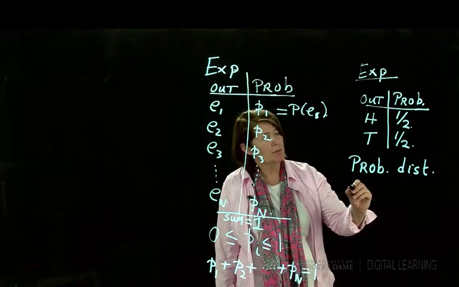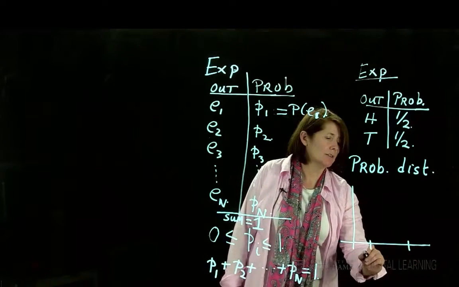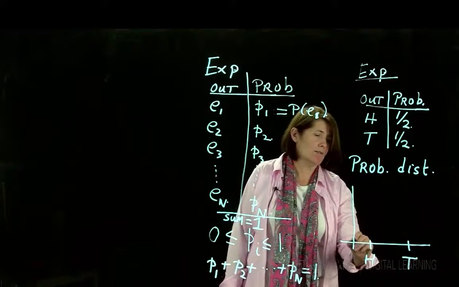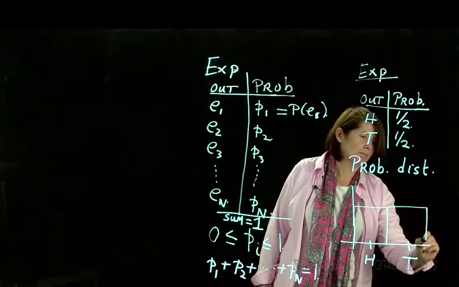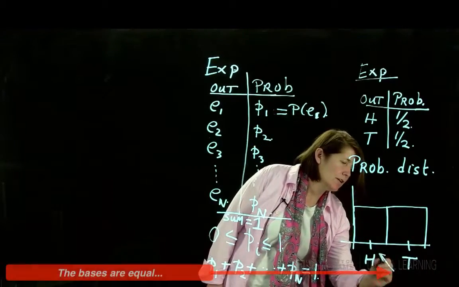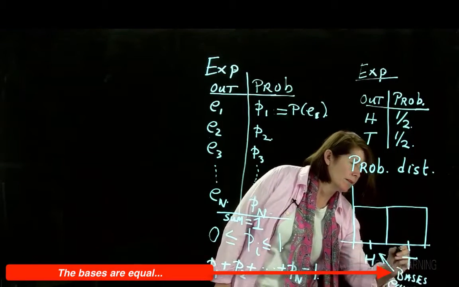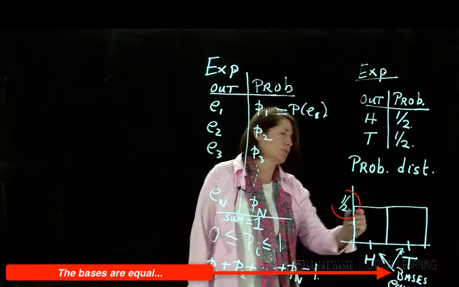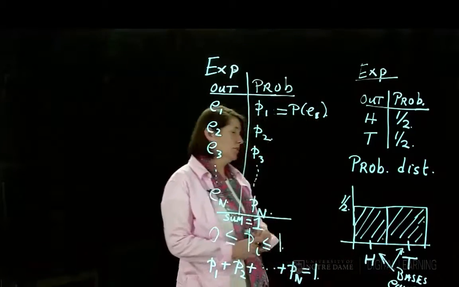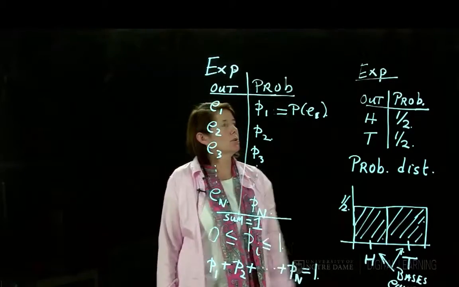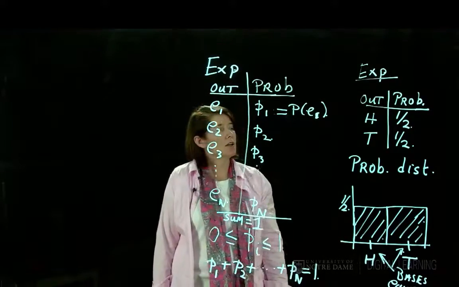I can also represent this probability distribution graphically. For each outcome, I draw a rectangle above the outcome, and I keep the bases of the rectangle of equal width, and the height of the rectangle is the probability of the outcome. So these bases are equal. And the height here for each of these rectangles is 1/2. And because I'm keeping the bases equal, the area devoted to each outcome is proportional to the probability of the outcome. So this type of graph, this type of representation of the probabilities respects the area principle.